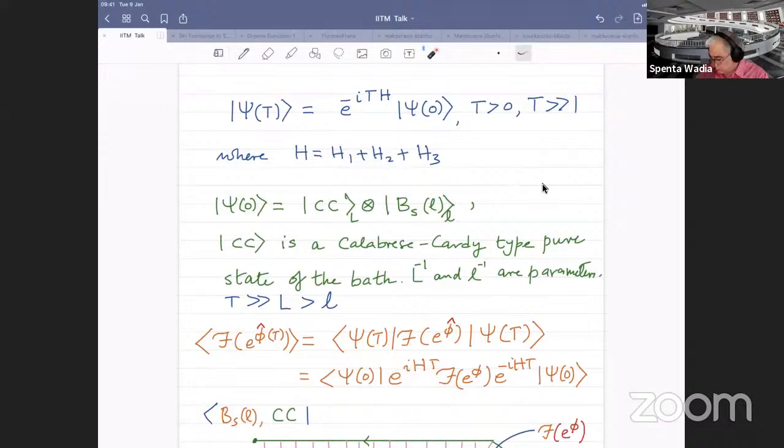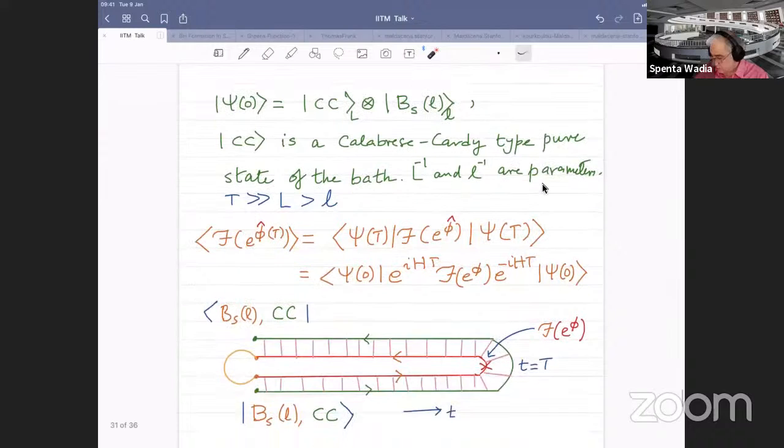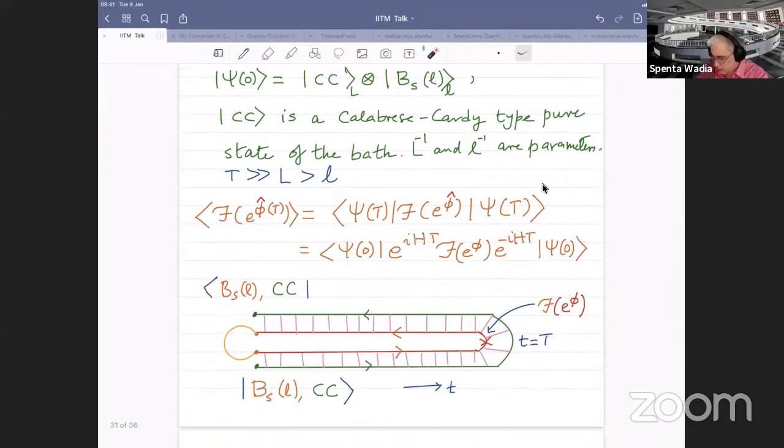Okay, so you set up these formulas. This is a very typical Keldysh type of formulation, and here it is.